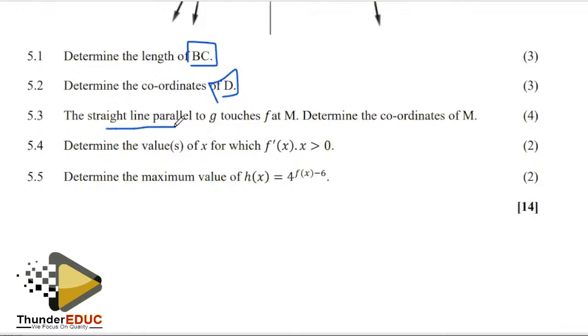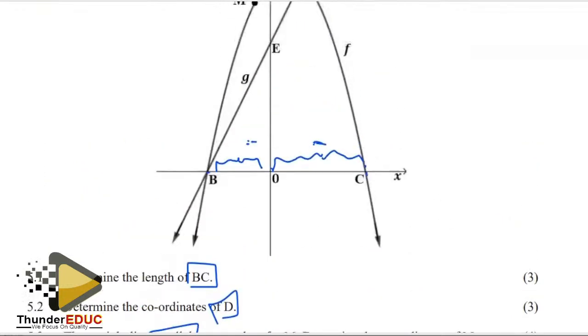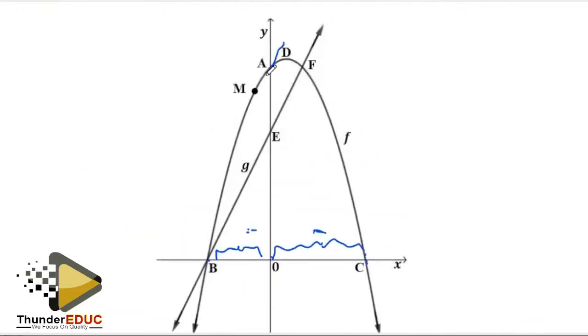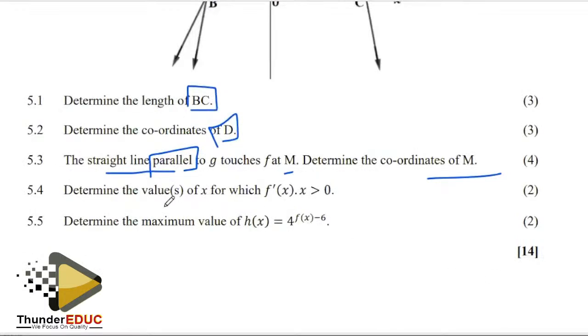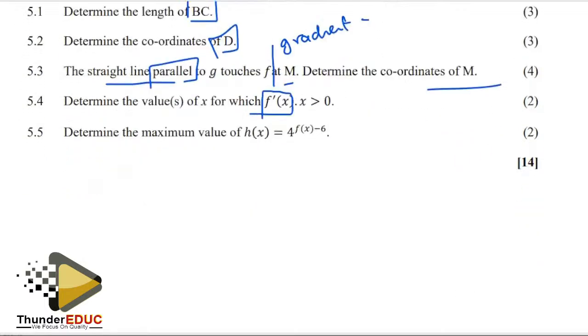Then there's a straight line that is parallel to G, touches F at M, coordinates of M, calculus involved. There's some bit of calculus because we need the gradient. We know that with parallel lines, the gradients are the same. With perpendicular lines, the product of the gradients will give us a -1. Then when they ask for the values of x for which f prime, remember f prime is the first derivative, which focuses on the gradient. Okay, gradient. Then when they ask for maximum, you look at the turning points.